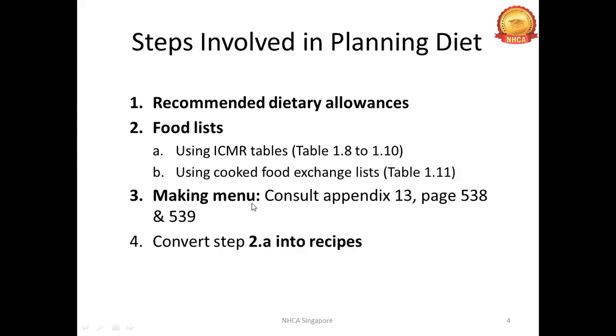So after you find a proper menu plan, you have to convert the food list that you find from the tables into recipes. Okay, ICMR tables of food list, uncooked food list, you have to convert it into recipes. It's very simple. You know how much gram of portion size of cereals, pulses, vegetables you have to take and create your recipes. So that's how you make a menu plan.